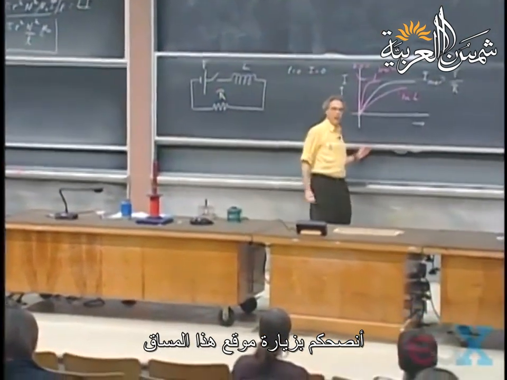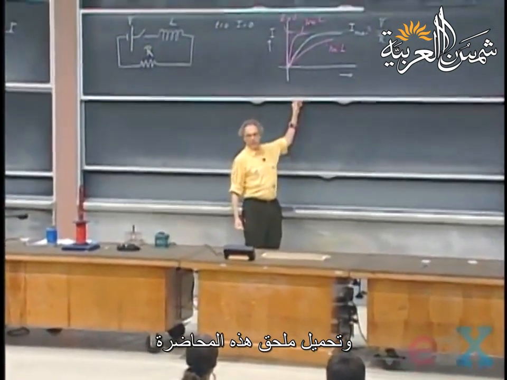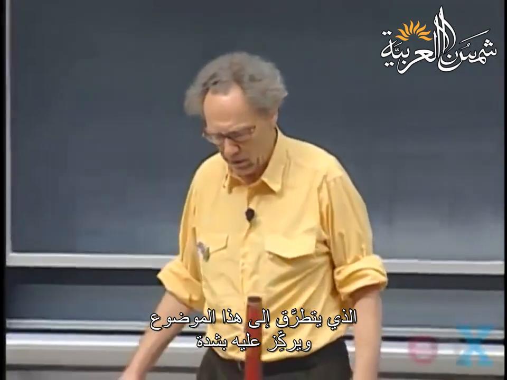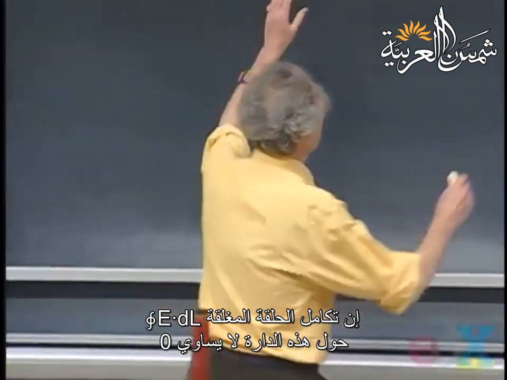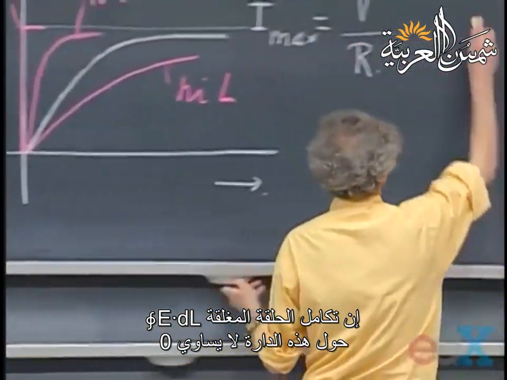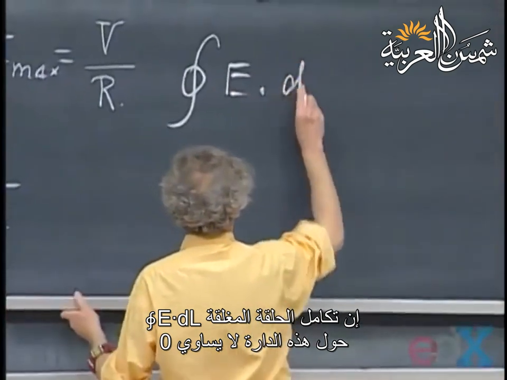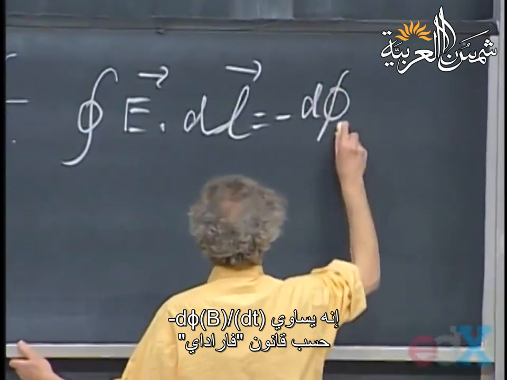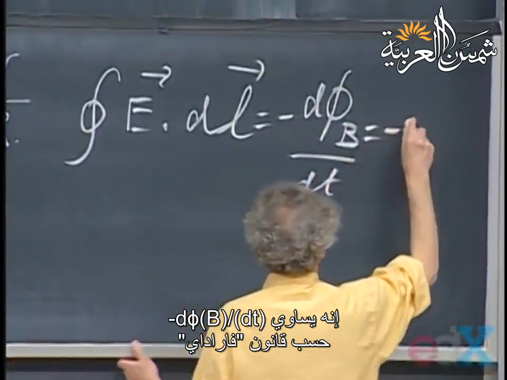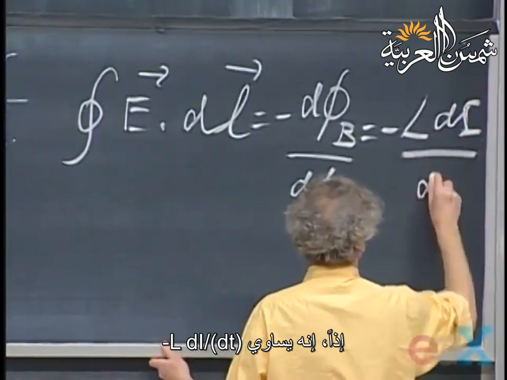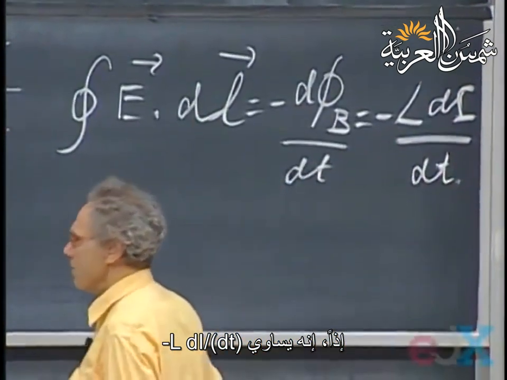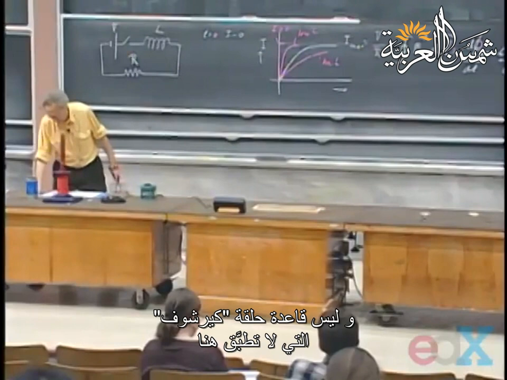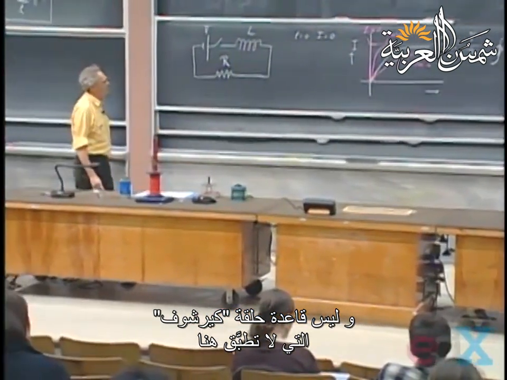I advise you to go to the 802 website and download a lecture supplement that you will find in which I address this issue and hit it very hard. So the closed loop integral of E dot dl, if you go around this circuit, is not 0, it is minus d phi dt, Faraday's law, so it is minus L dI dt. So we have to go around the circuit and we have to apply Faraday's law and not Kirchhoff's loop rule, which doesn't apply here.